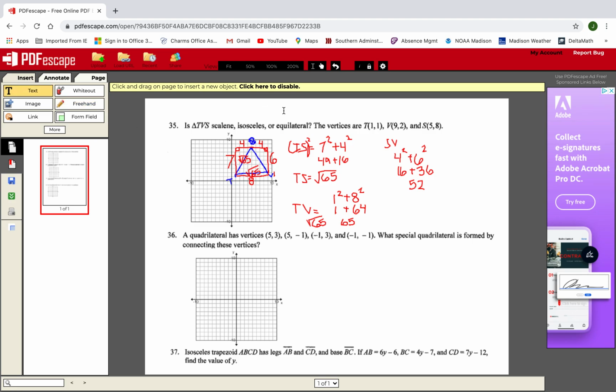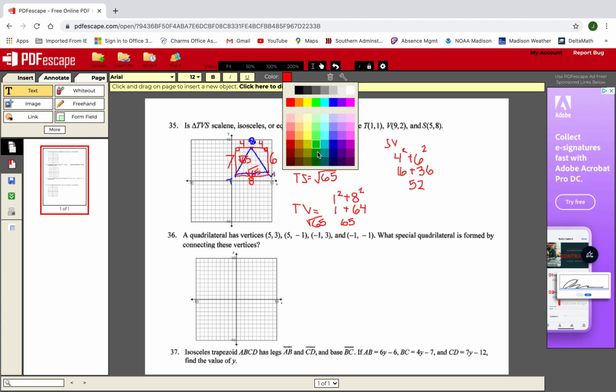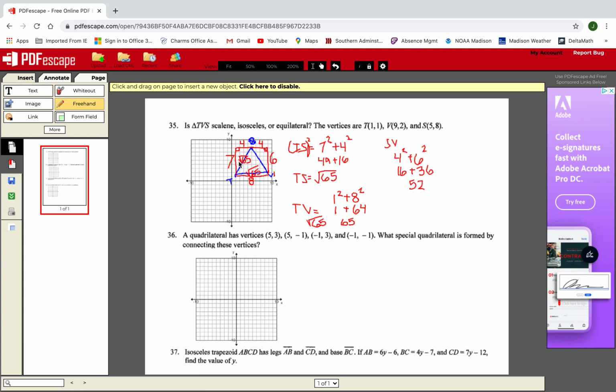All right. So we did find out, changing colors, that we do have two congruent sides on 35. We found out that TS is actually congruent to TV. So we do have an isosceles triangle here. Okay? All right.